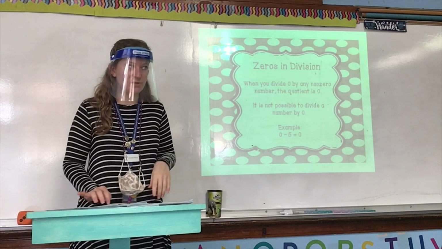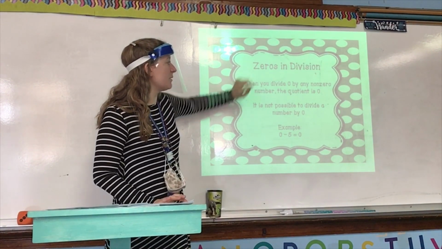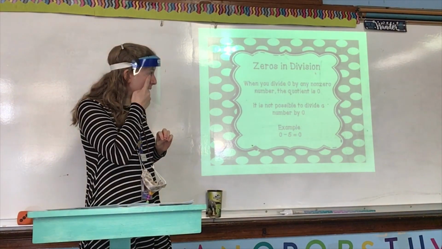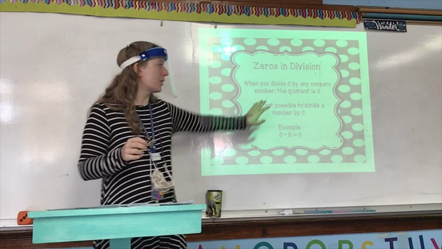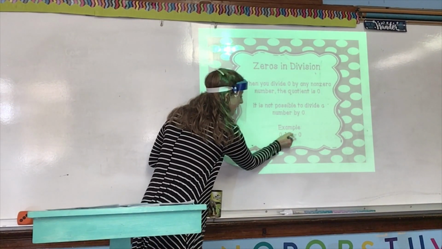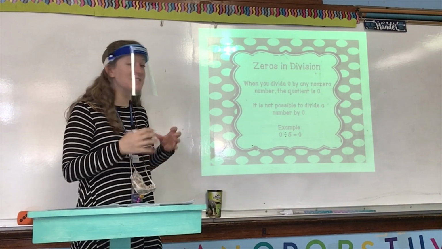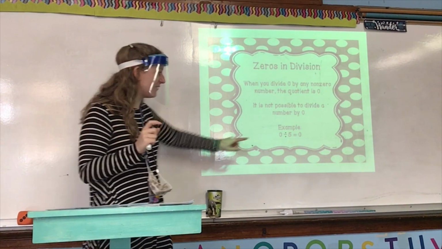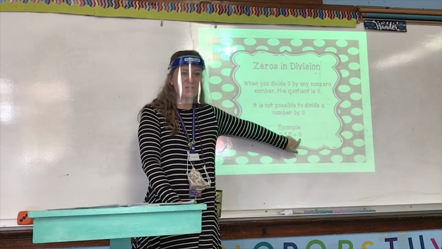Now we're to the division rules. There are 2 separate division rules. First is zeros in division, which says when you divide 0 by any non-zero number, that means any number that is not 0, the quotient is 0. For example, 0 divided by 5 equals 0. So if you divide 0 by any other number, the answer is 0. Because if I have 0 apples and I divide them between 5 kids, how many apples is each kid going to get?